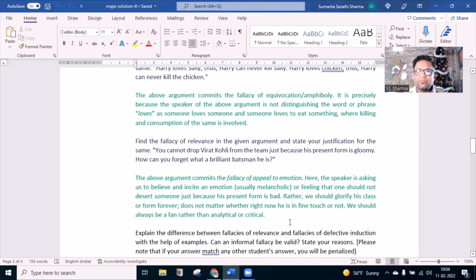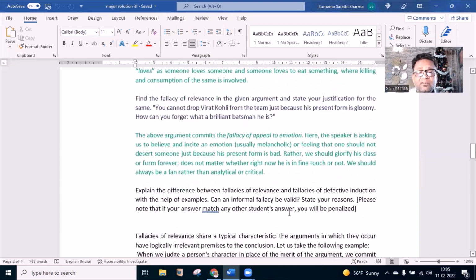Now, if you see the above argument, it is a fan argument, right? It is coming from a fan understanding. It is not coming from a critical or an analytical understanding. You can be a fan of somebody, but if somebody's form is not good enough, he or she is dropped from the team, right? So that is the understanding. But we need to understand that what we are trying to do is to create an emotional or melancholic understanding: look how pitiful it will be for that person because he has won so many laurels for our country, right? So that kind of thing.